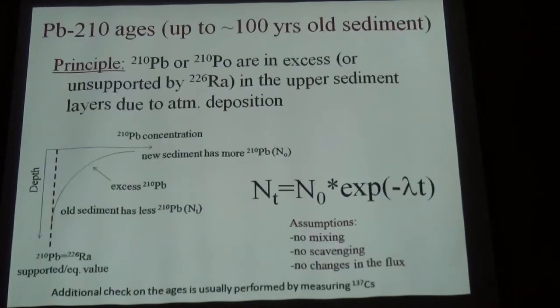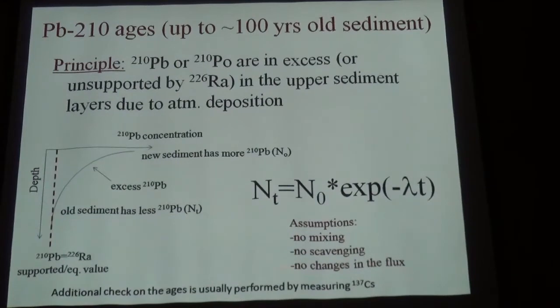And when we look at a profile, it will look like this. This is depth in the sediment, polonium and lead concentration. In the surface, we call this an orphan or excess of polonium. And because it's unsupported, it will start decaying with old sediment, new sediment. And then it will reach a level which will be in equilibrium with the radium which is in the sediment. We have some radium which is naturally in there from the series. And then we use simple decay laws, and we can calculate the time since when this sediment was deposited.